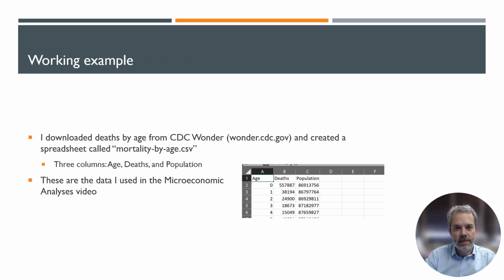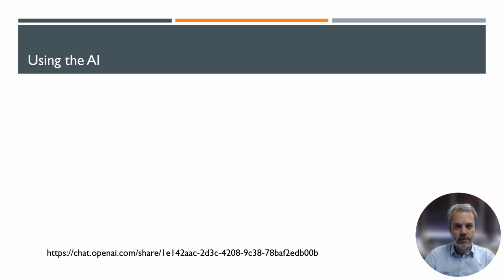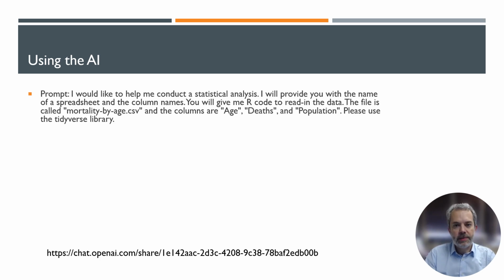As a working example for today, I'm going to use some mortality data that I downloaded from CDC Wonder. In these data, I have 3 columns: age, deaths, and population, and you can see an example of the data there in the picture on the right. I then asked the AI to help me. I gave it a specific prompt that described my data and what I wanted it to do. I gave it the file name and the column names, and because I'm an opinionated R user, I asked it to use specific libraries. You can see the specific prompt here.